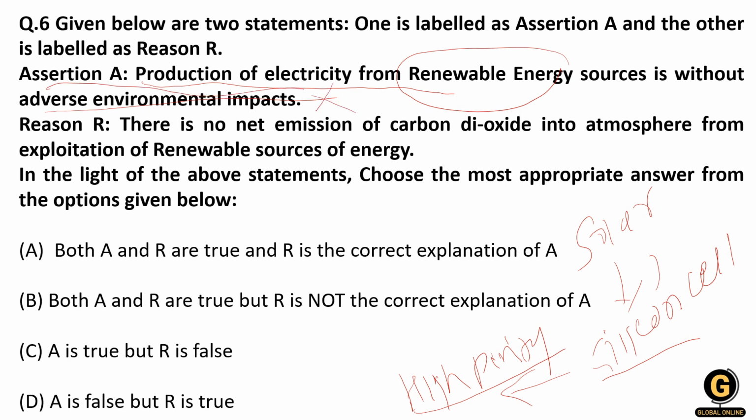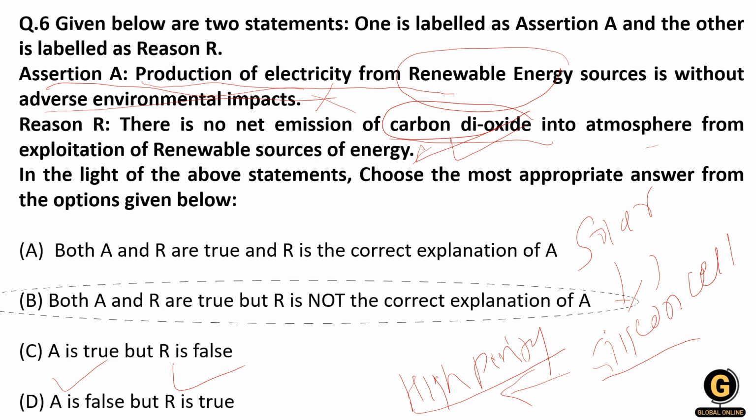So this statement is wrong. And the reason: there is no net emission of carbon dioxide into the atmosphere from the exploitation of renewable energy sources. So this is correct. Whenever we make electricity from water, solar, and wind energy, there is no emission of carbon dioxide. So this statement is correct. So A is false but R is true. So the correct answer is A is false and R is true. You remember the reasoning here. So option D is correct here, right?